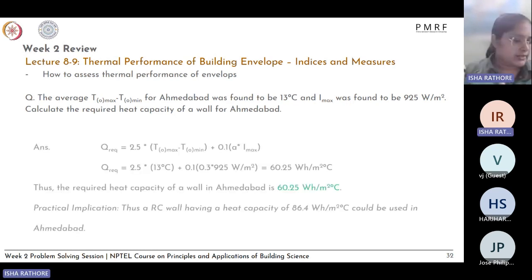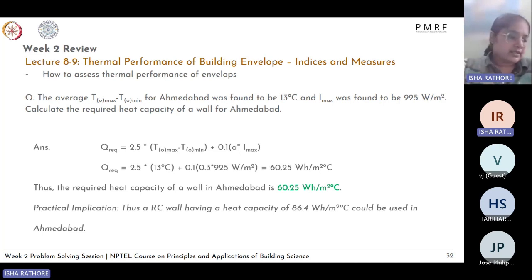Okay, so Q required is 2.5 times T out max minus T out min, plus 0.1 times the absorptivity into Imax. So we have Q required as 2.5 into our delta T outside, given as 13 degrees, plus 0.1 into absorptivity, which we took as 0.3, into Imax, which is 925 watt per meter square. So we get a Q required of 60.25 watt hour per meter square degree centigrade. So the required heat capacity of a wall in Ahmedabad is 60.25 watt hour per meter square degree centigrade.